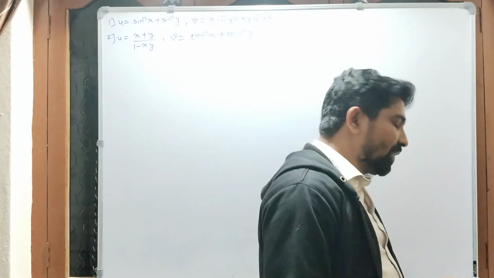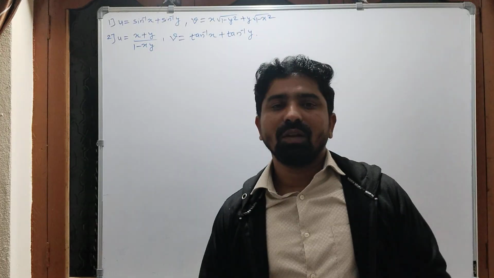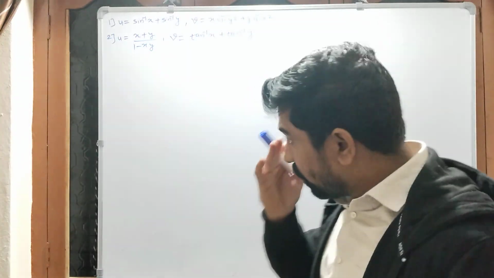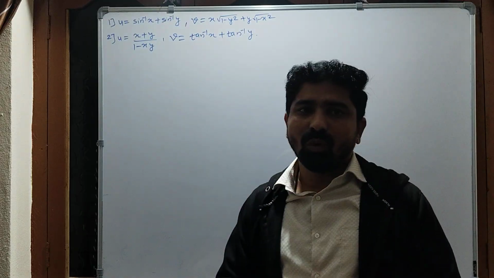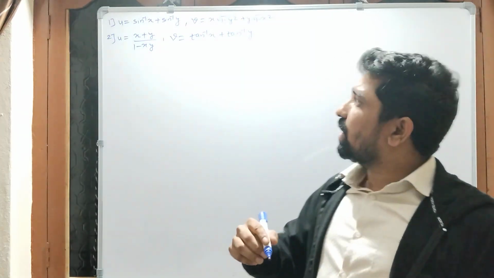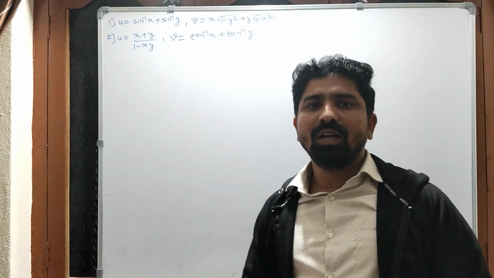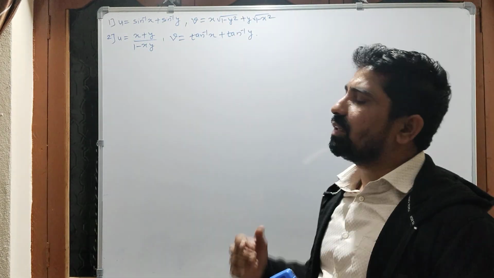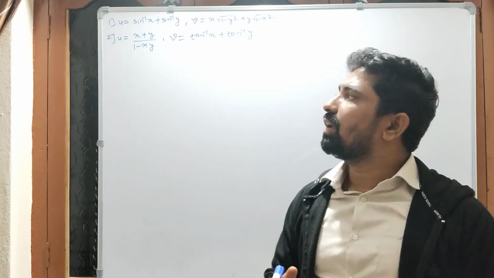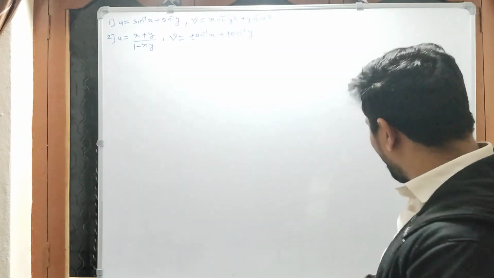Hi friends, in this video we are going to discuss two more problems about functional dependence and independence. These two examples are very important. Check whether the given functions u, v are functionally dependent or independent. If they are functionally dependent, then find the relation between these two functions u, v. Here is how to solve it.